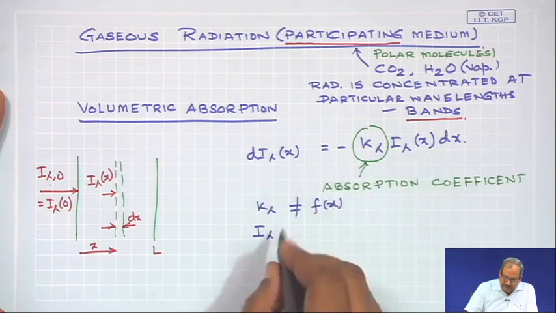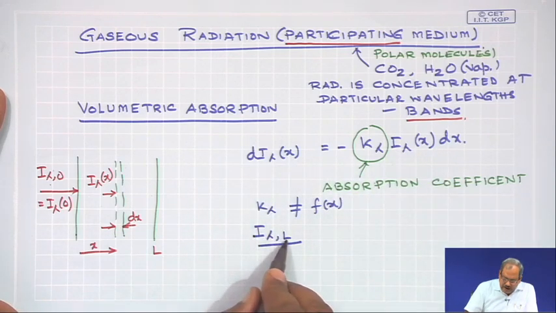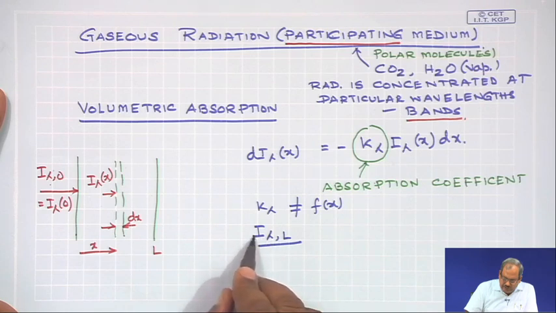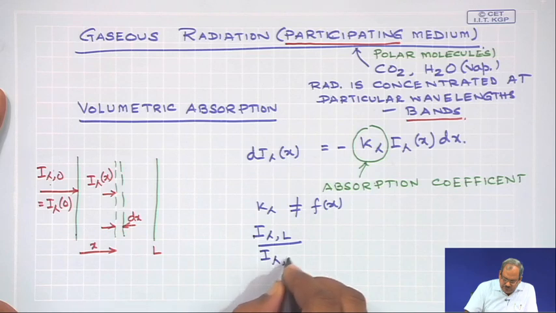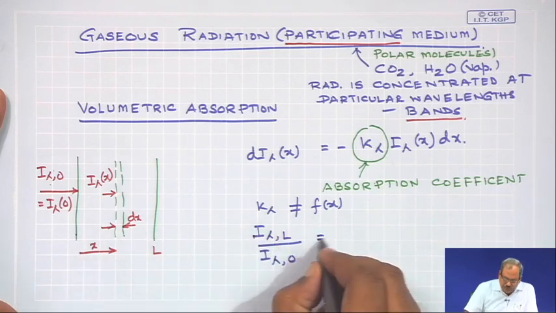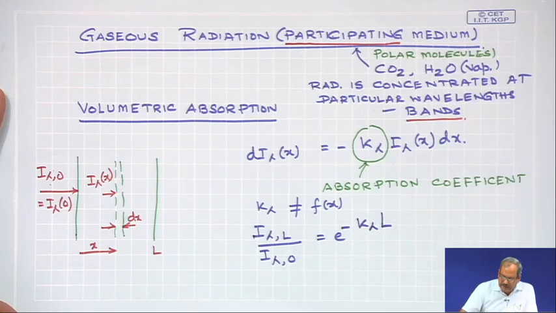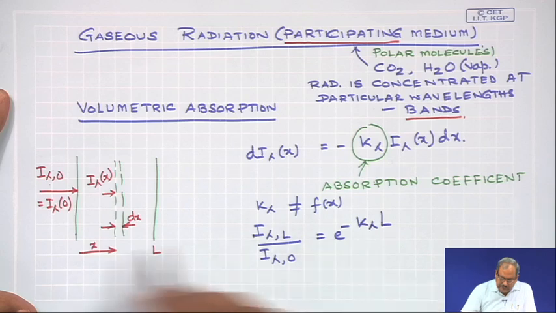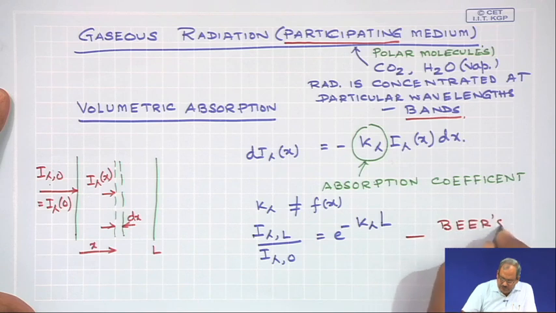Then integrating this equation, the spectral intensity after a distance L as compared to the spectral intensity at the beginning at x equal to 0 would simply be equal to e to the power minus k lambda times L, where L is the thickness of the film, and this equation is known as Beer's law.